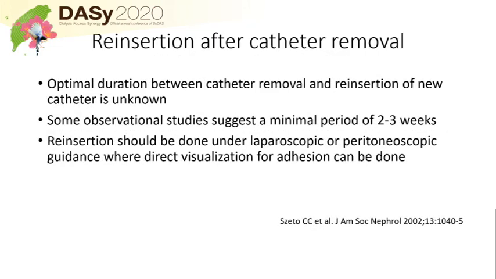The optimal duration between catheter removal and reinsertion of new catheter is not known. Some observational studies suggest a minimum period of 2 to 3 weeks. But after peritonitis, the reinsertion should be done under laparoscopic or peritoneoscopic guidance, where direct visualization for adhesion can be done.